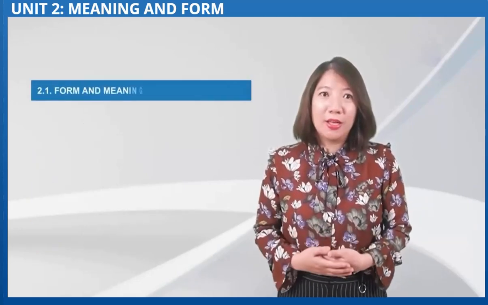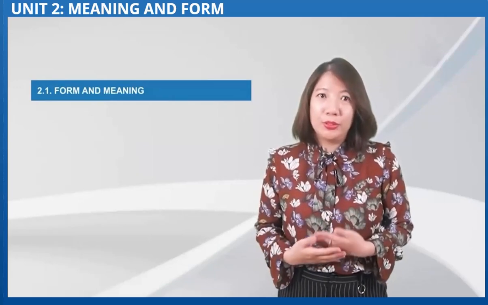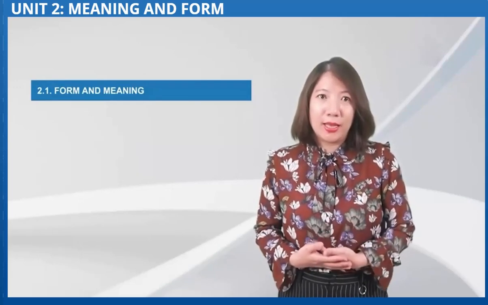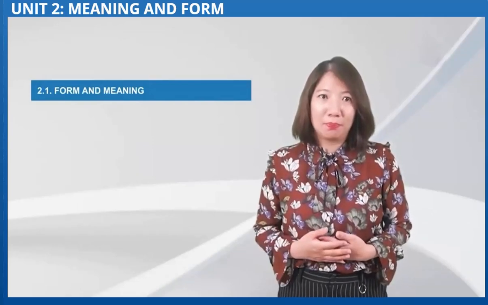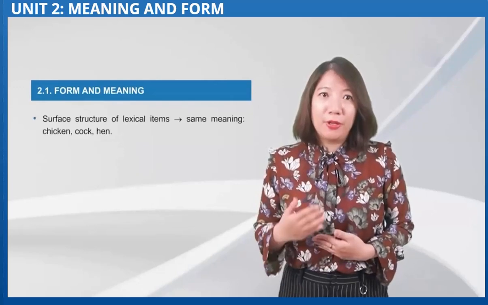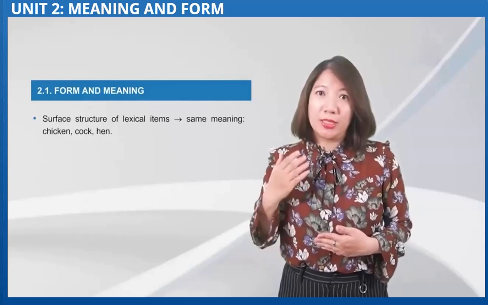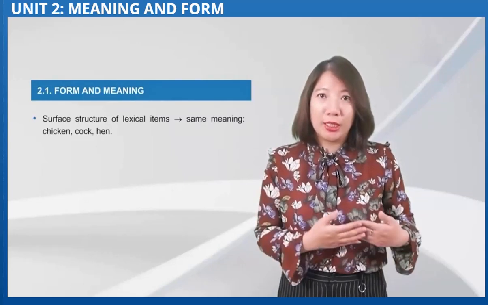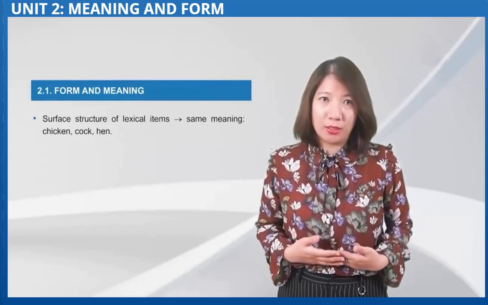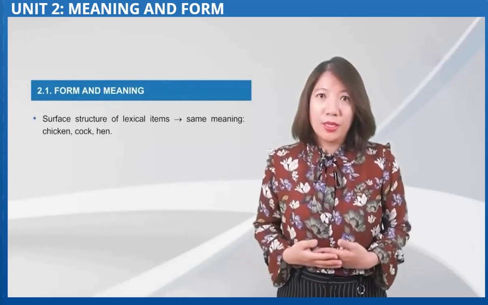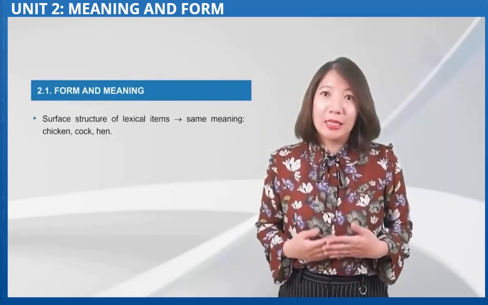Now, let's look at the relationship between form and meaning. We have to say that there is no one-to-one relationship between form and meaning. Firstly, different surface structure of lexical items may refer to the same meaning. For example, chicken, cock, and hen. Despite different surface structure, different surface form, they express the same meaning, which is translated into Vietnamese as gà.